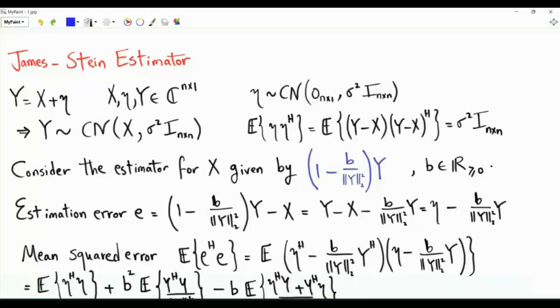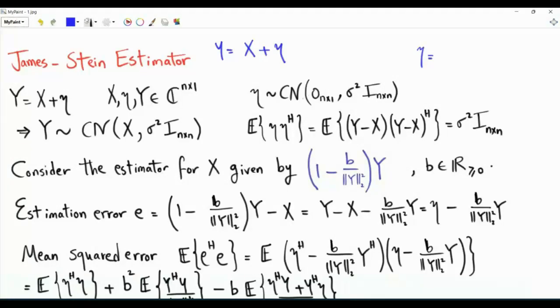Bismillah ar-Rahman ar-Rahim. I talk about the James-Stein estimator for the mean vector of a Gaussian vector of observations. Specifically, we have an unknown vector x, and this x is observed as vector y. Y is equal to x plus noise, a noise vector, eta. Eta is complex valued, circularly symmetric Gaussian with a zero mean vector and a covariance matrix, sigma squared times identity of size n by n.